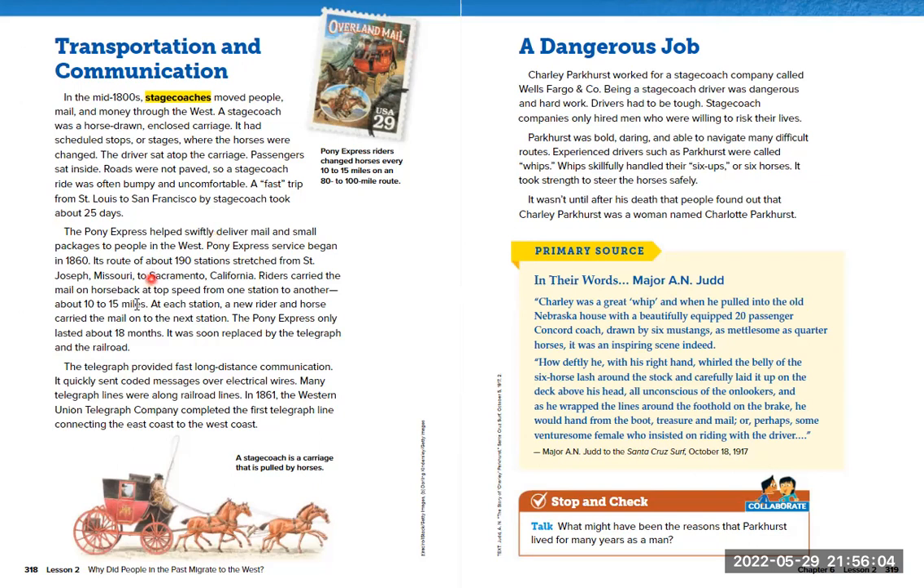The telegraph provided fast, long-distance communication. It quickly sent coded messages over electrical waves. Many telegraph lines were along railroad lines. In 1861, the Western Union Telegraph Company completed the first Western telegraph line connecting the East Coast to the West Coast. Here we have a caption of what a stagecoach looked like.